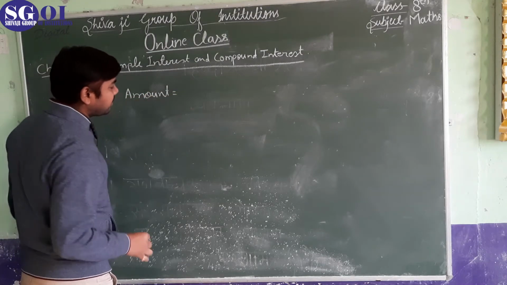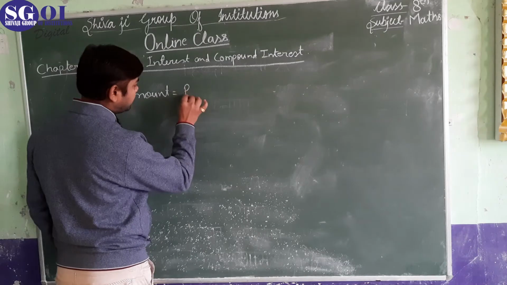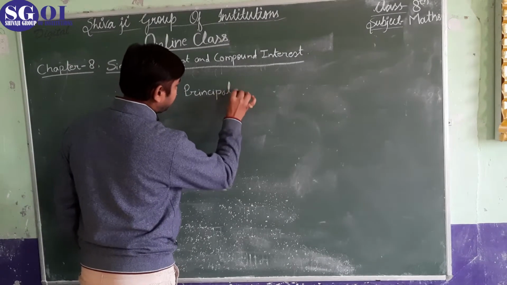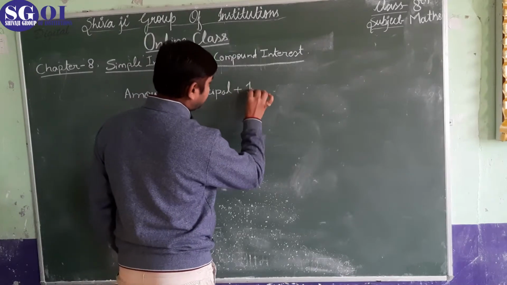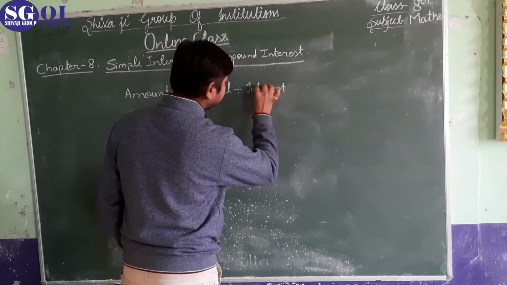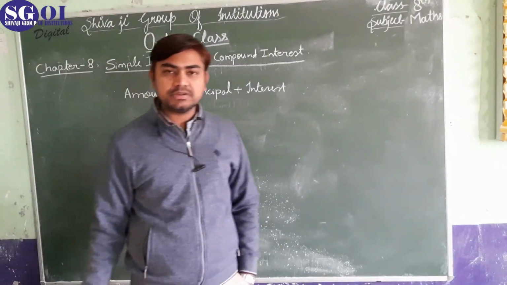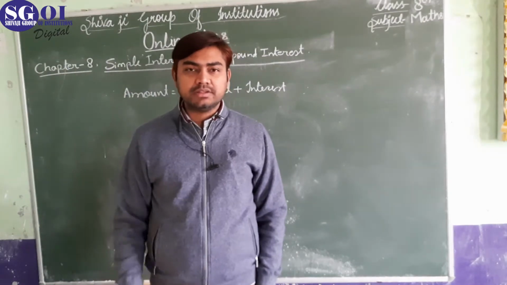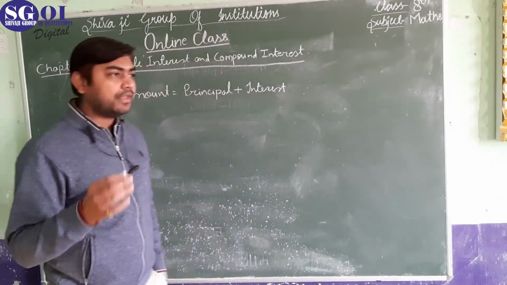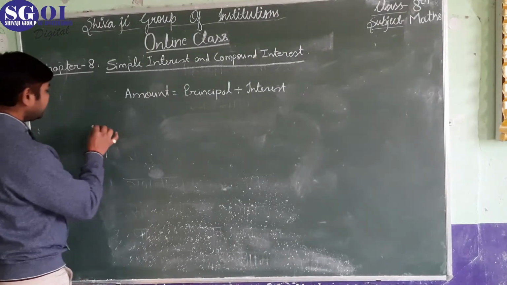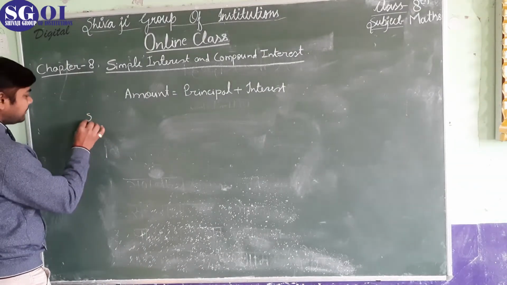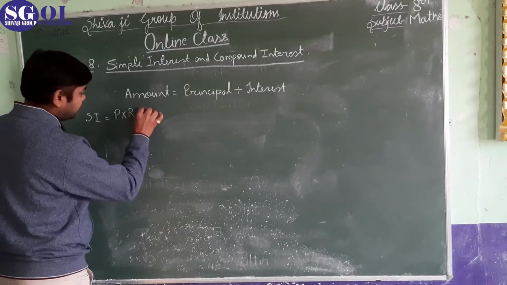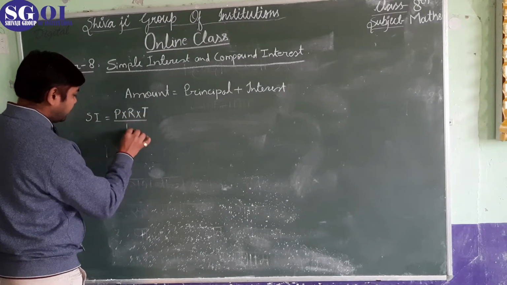This will be our first formula. Amount is equal to principal plus interest. Okay? Now, how can we find out the interest on that principal amount? Our formula is simple interest equal to P into R into T upon 100.